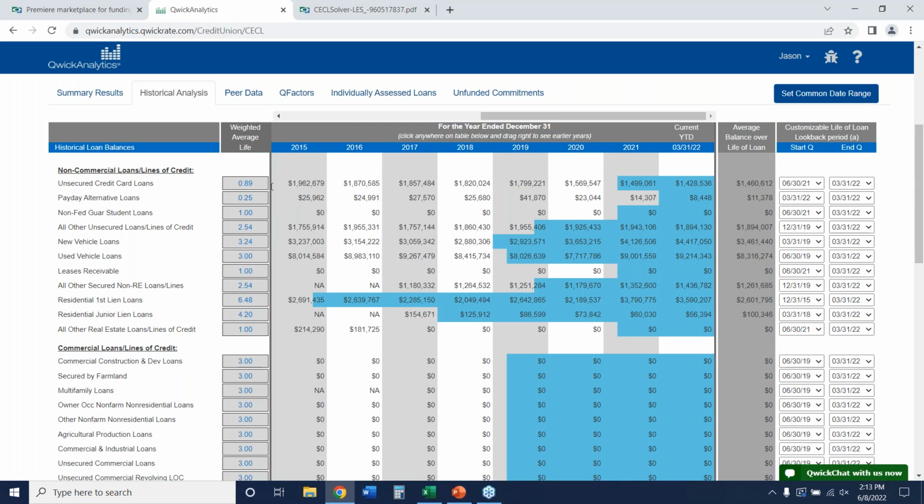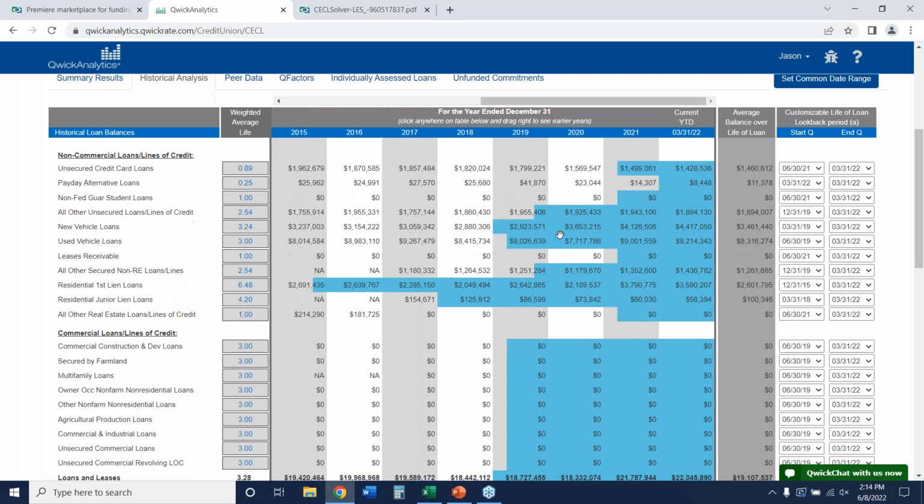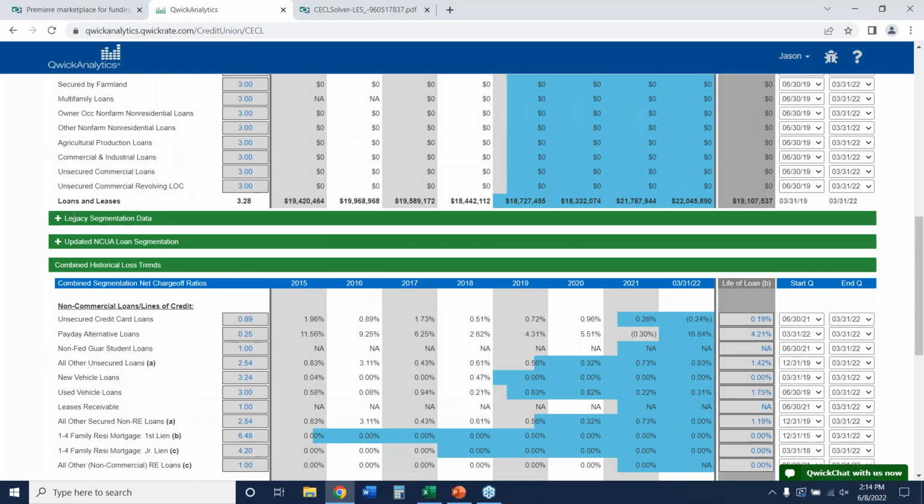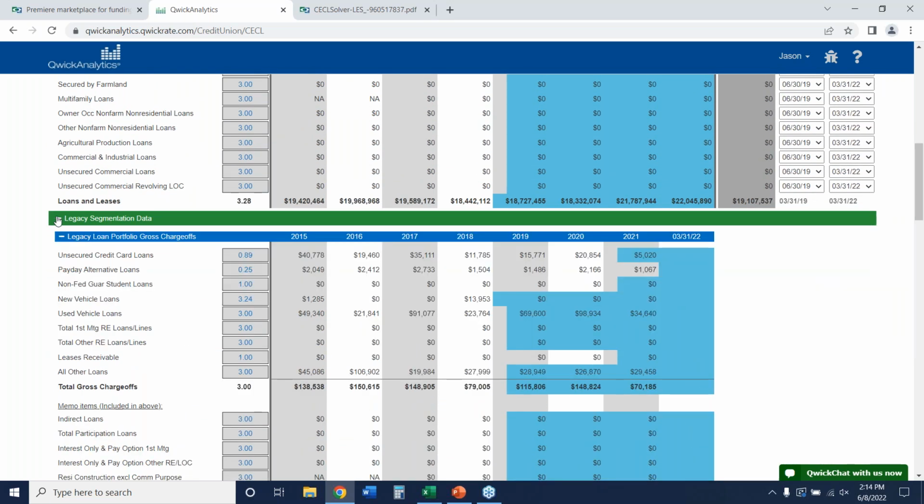We're looking at straight look backs. So credit cards have a really short 1-year duration versus maybe a mortgage, which has a much longer duration. So we're looking at a lot longer time frame for those, but going a little bit shorter for some of these others, depending on the actual duration of the pool of loans. But here we have your loan balances. And let's look at the legacy segmentation data.